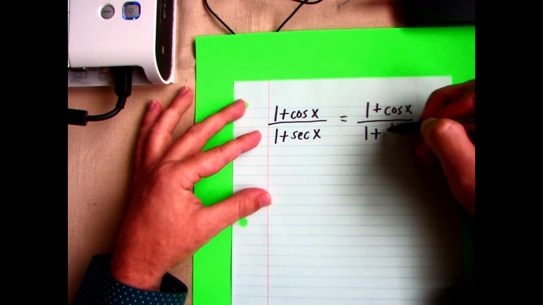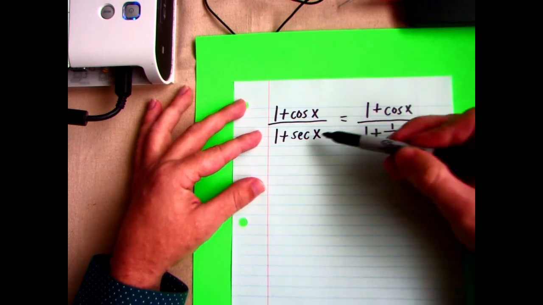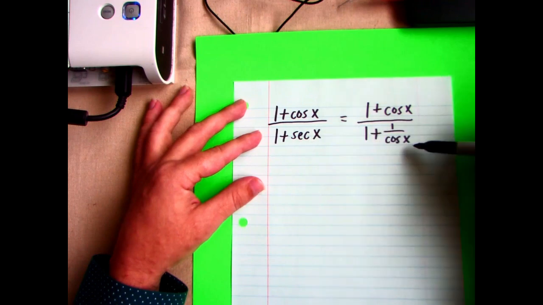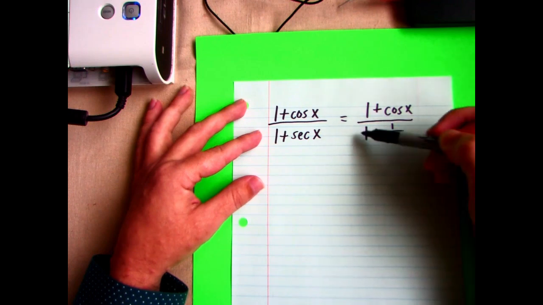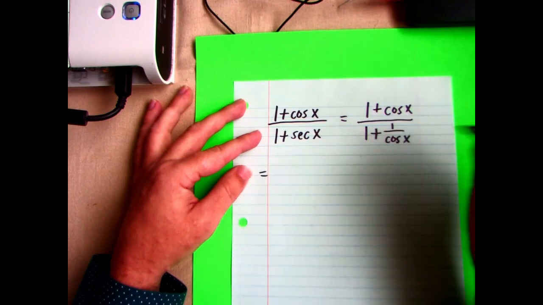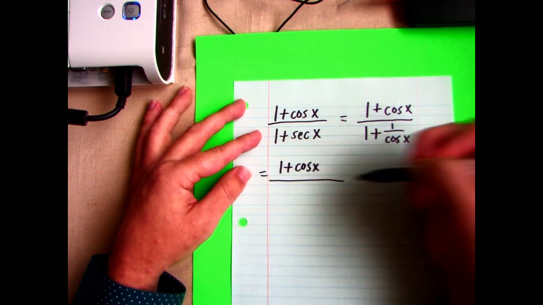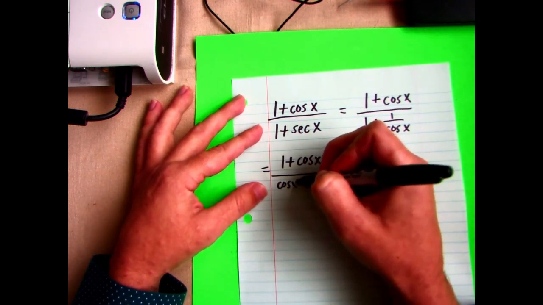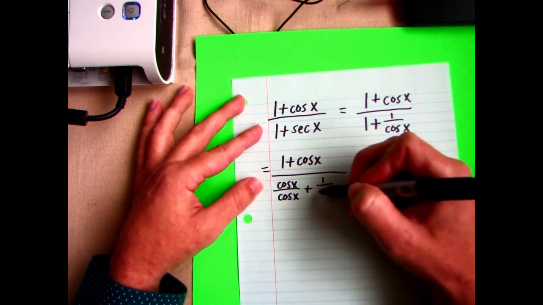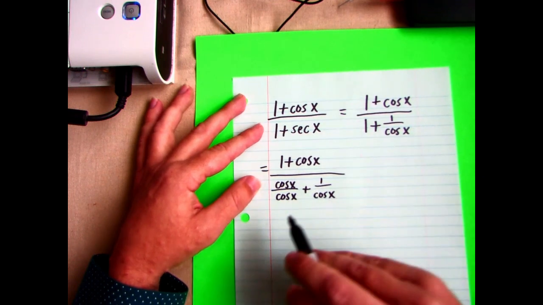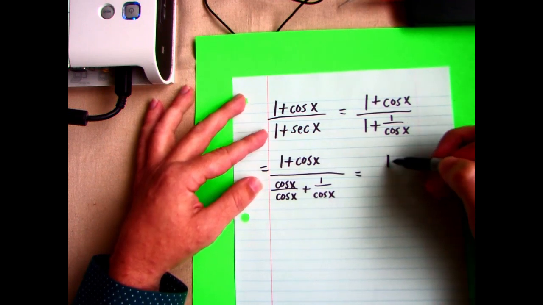So in the denominator, I now have 1 plus 1 over cosine. I'm going to work with just the denominator. I'm going to try to find a way to add 1 plus 1 over cosine x. And to do that, I need a common denominator. Well, that common denominator would be cosine of x, right? So the denominator is going to be cosine x over cosine x plus 1 over cosine x. It's going to get messy at times, but sometimes the mess simplifies to something nice, to something better.